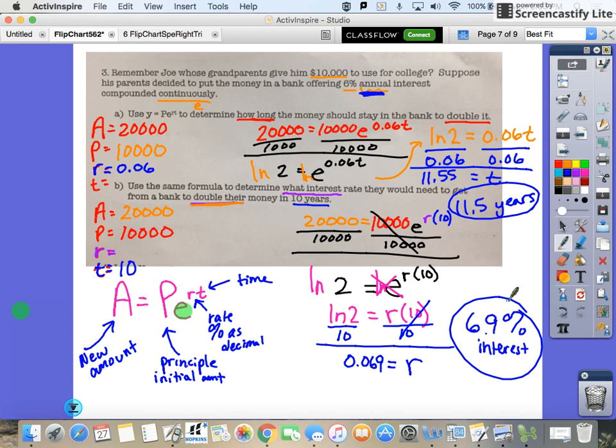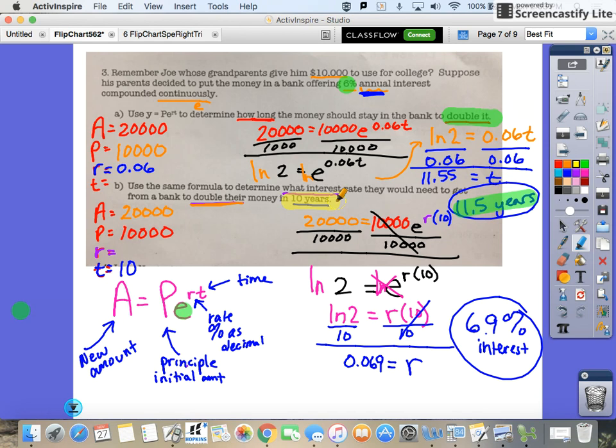This kind of seems reasonable. Hopefully you would agree that it seems reasonable, because if we look to the original problem, it says for him to double the money at 6%, it took 11 and a half years. So at 6% interest, to double it took 11 and a half years. Well, now the grandparents want it to be doubled in 10 years. 10 years is pretty close to 11. That's not very much difference.